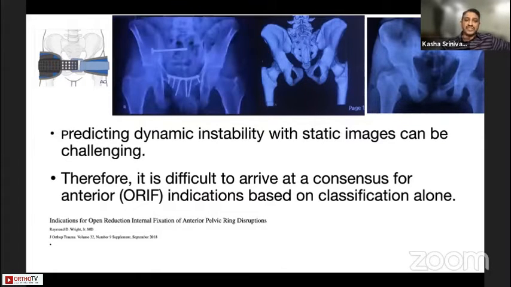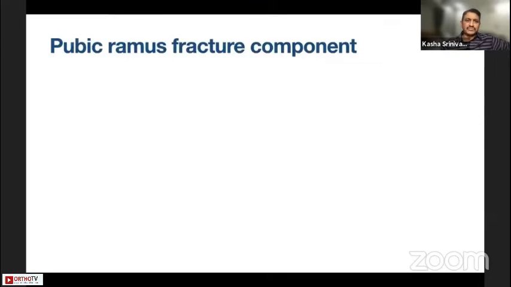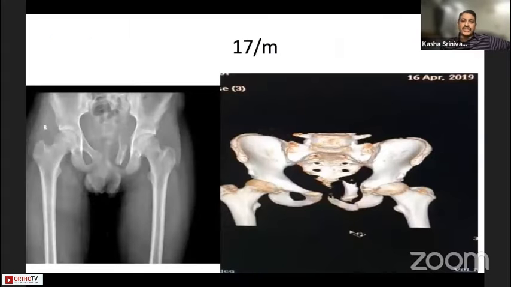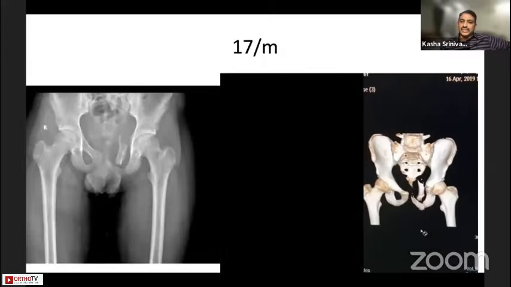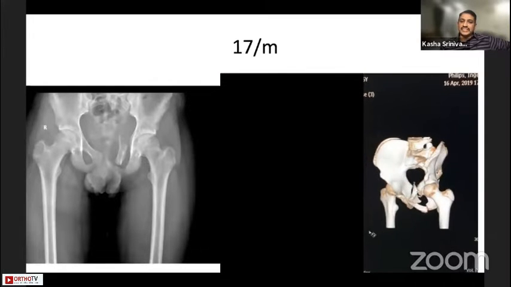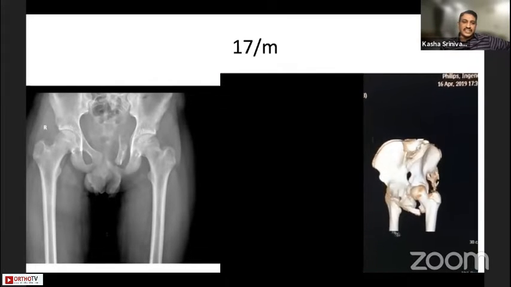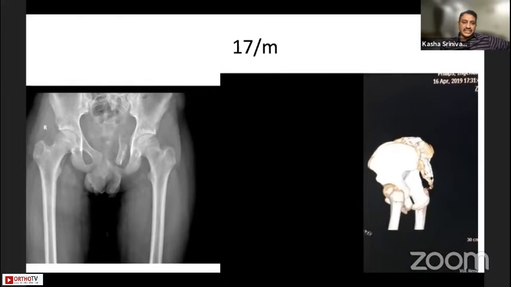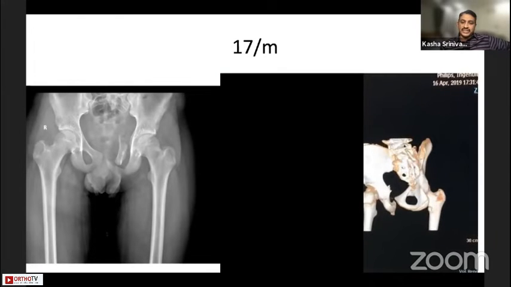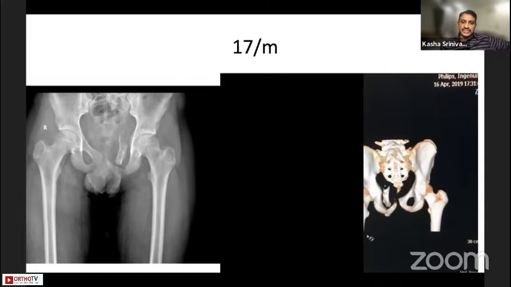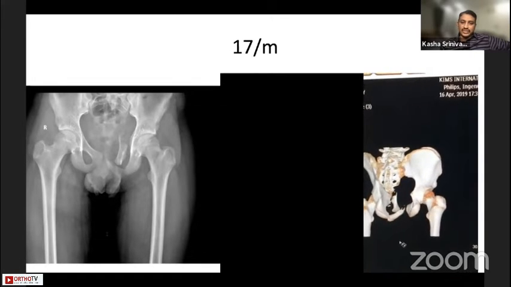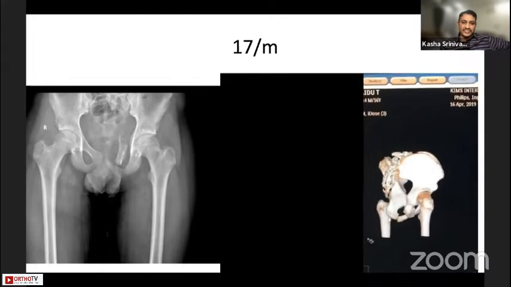So that is after fixation of the same patient. Now the pubic ramus fracture component, when it is associated with a pubic ramus component. You can see this is a 17-year-old boy who met with a road traffic accident. You can see left SI disruption with a left pubic ramus fracture, which is displaced and hitching onto the bladder, although bladder injury was not there.